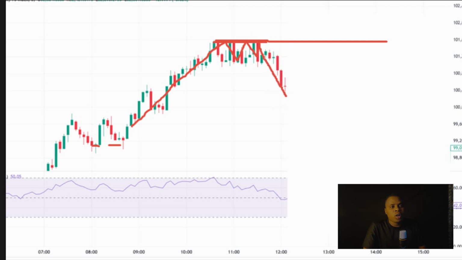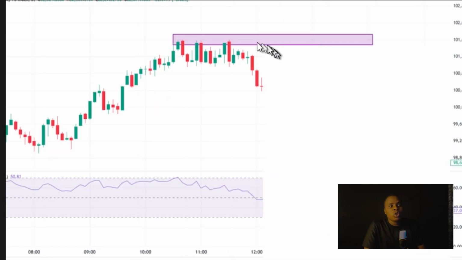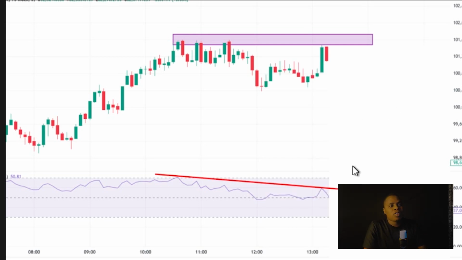So what do we do now? We want to draw this zone, and then wait for the market to come back into that zone, right? This is going to be our area of value. We draw this zone, and then we wait for the market to come back into this area, like you can see right now. As you can see, the market has come back into this zone right now.